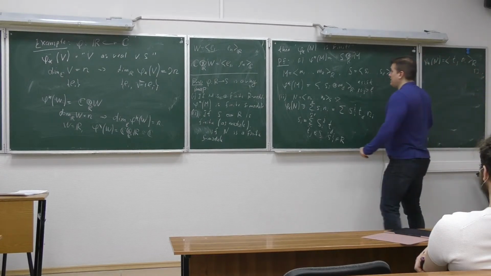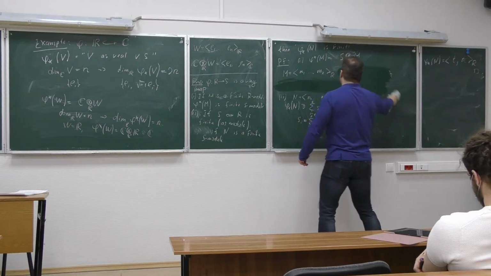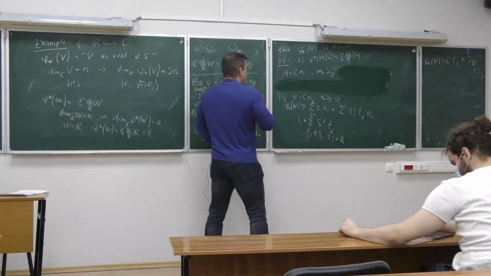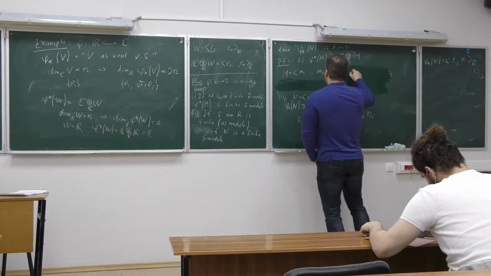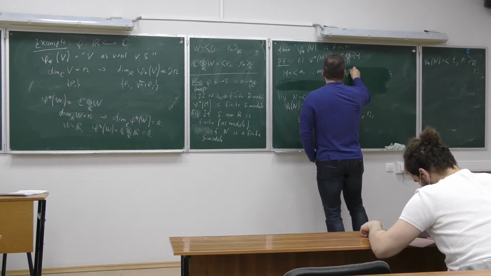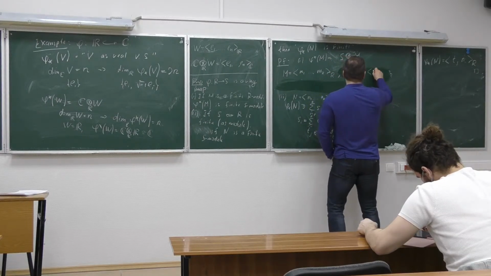Well, I know that M is finitely generated in this case as an R module, and now if I just look at the tensor product, so this tensor product, then I can just say that phi upper star of M is spanned over S by the same elements.